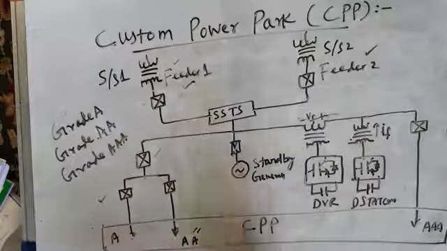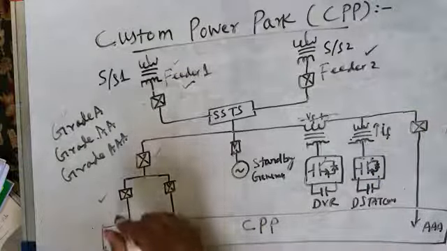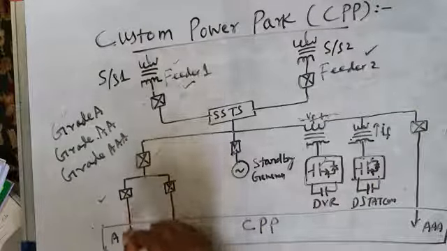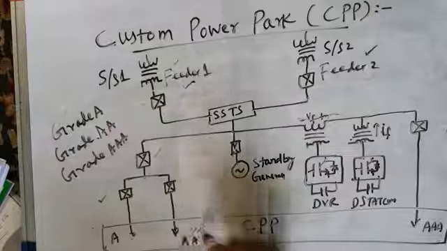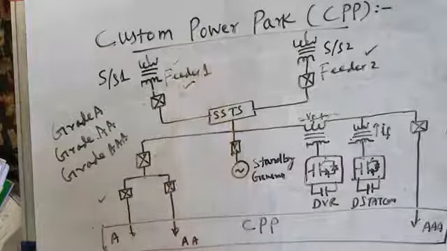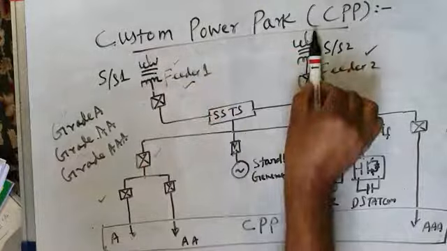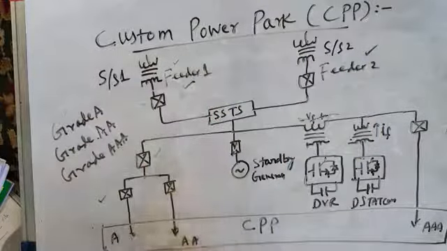And it will get purely sinusoidal voltage because of this D-STATCOM. That means all the facilities which are provided to grade A customer will be provided to grade AA customer also. But in case of grade A customer, there was a problem that if feeder 1 fails and feeder 2 also fails, then there was power failure to grade A customer. It was not getting power. That is not the case with grade AA customer.